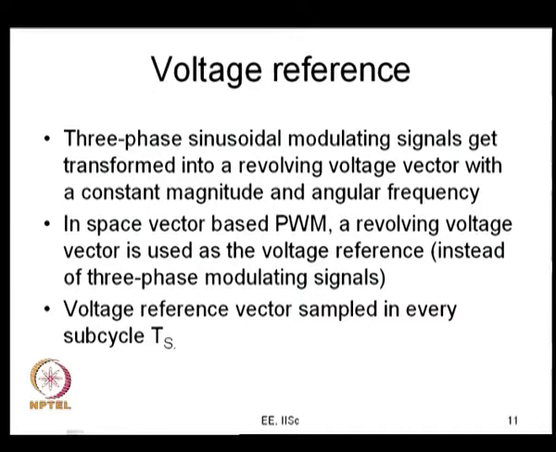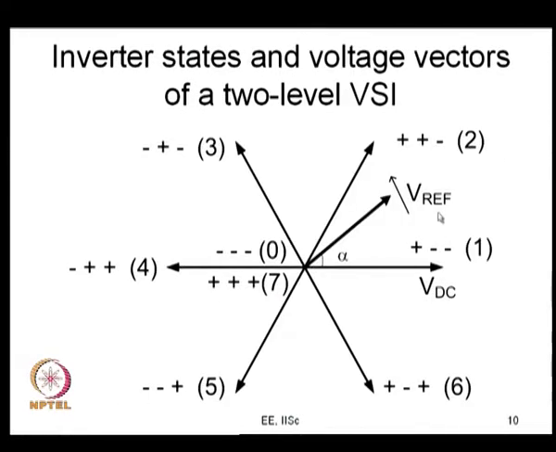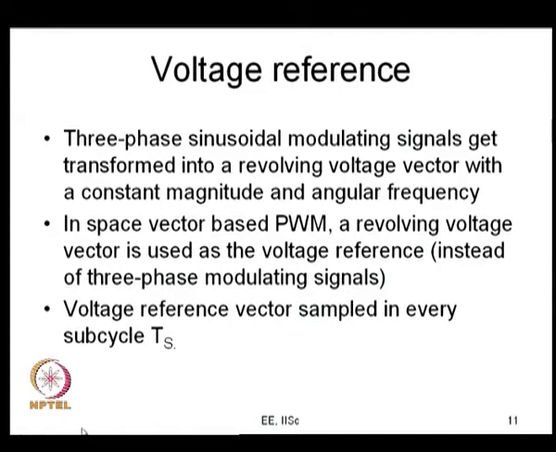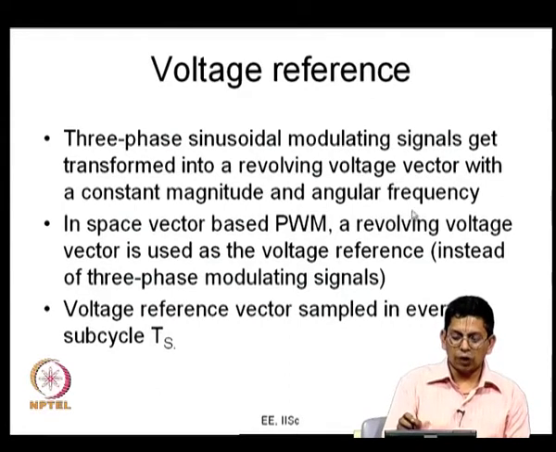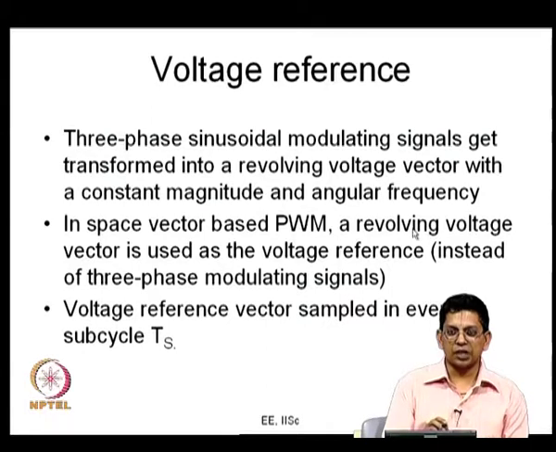So, in space vector based PWM, what we would do is use this revolving voltage vector which we just saw here. This is the revolving voltage vector which has been indicated here. So, instead of using 3 phase modulating signals, we use a revolving voltage vector which has a constant magnitude and angular frequency at steady state.